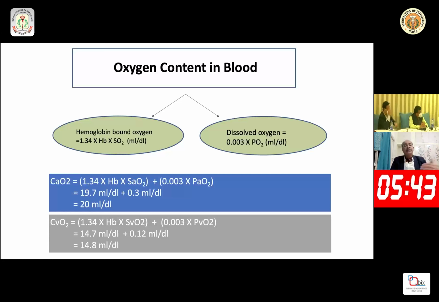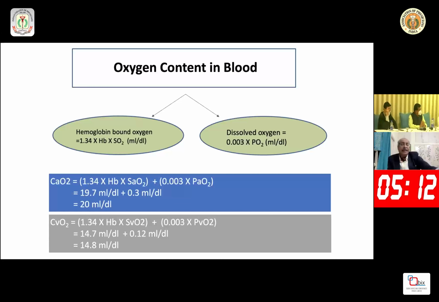Whereas when you look at the CvO2, that is the oxygen content within the veins, it turns out to be 14.8. Here again, the difference comes up primarily because the mixed venous oxygen pressure at that particular point is around PO2 40. That's why it is turning out to be 0.12 ml instead of 0.3 ml, and roughly you can see it will be 2.5 times of what you have observed there, or 1/4.